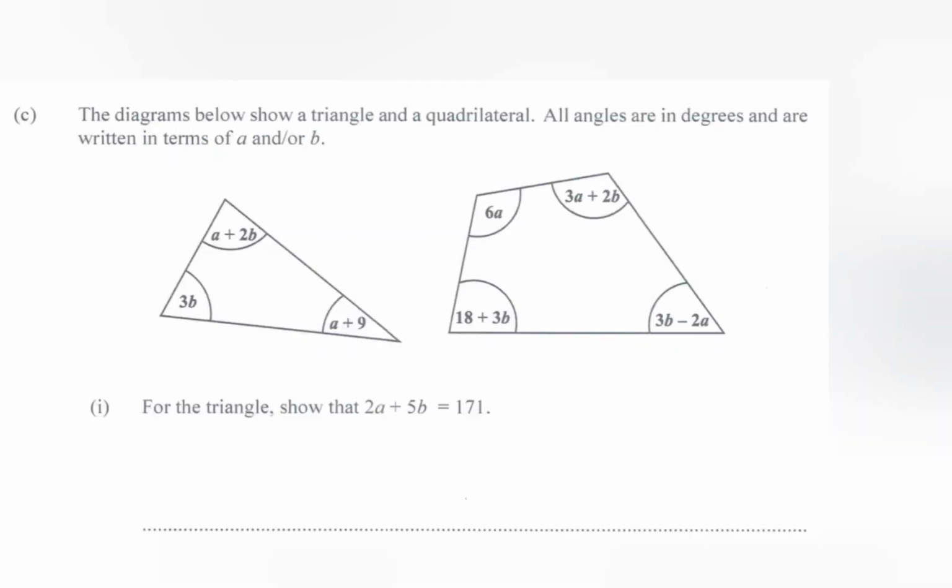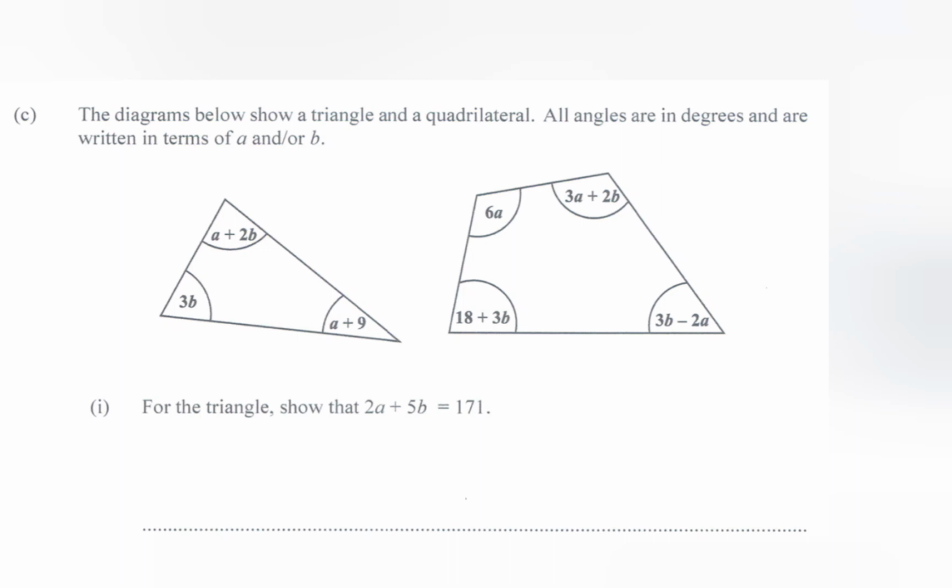Question 2c says the diagrams below show a triangle and a quadrilateral. All angles are in degrees and are written in terms of a and or b. Part i says for the triangle, show that 2a plus 5b is equal to 171. So for this question, we're going to pull on all the knowledge we have as it relates to the angles of a triangle. So we know that all the angles in a triangle add up to 180 degrees.